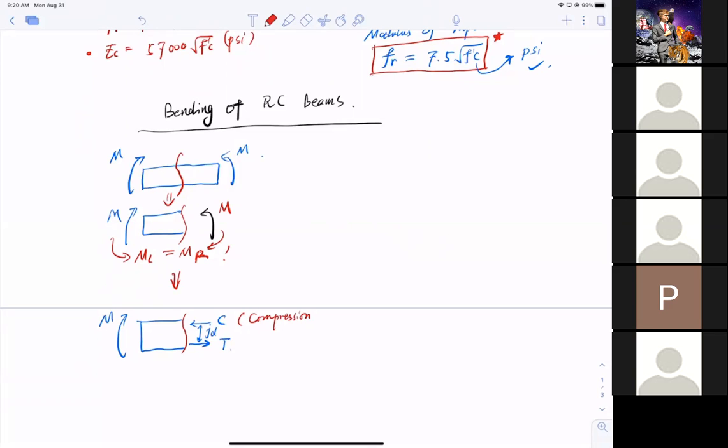Alrighty, so where does compression come from? Concrete or steel? Concrete. Lucky guess, $200 in RCDesign credits. Thanks a lot. Good answer. So the tension naturally comes from steel, right?